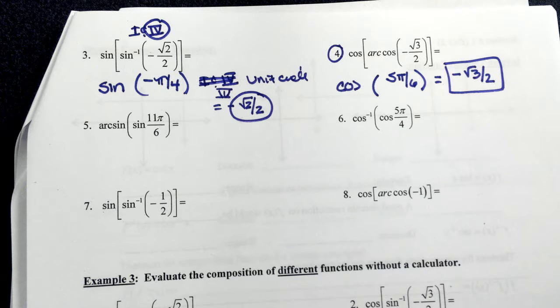Notice when I did the composition of sine with the inverse sine, that did cancel out to give me the negative square root of 2 over 2. The reason why is because this value has to fall within the domain of inverse sine, which is negative 1 to 1, which it does. Same thing with number 4. The composition rule applied because the cosine of the inverse cosine, this value is between negative 1 and 1. That doesn't always work. Take a look at the next example.